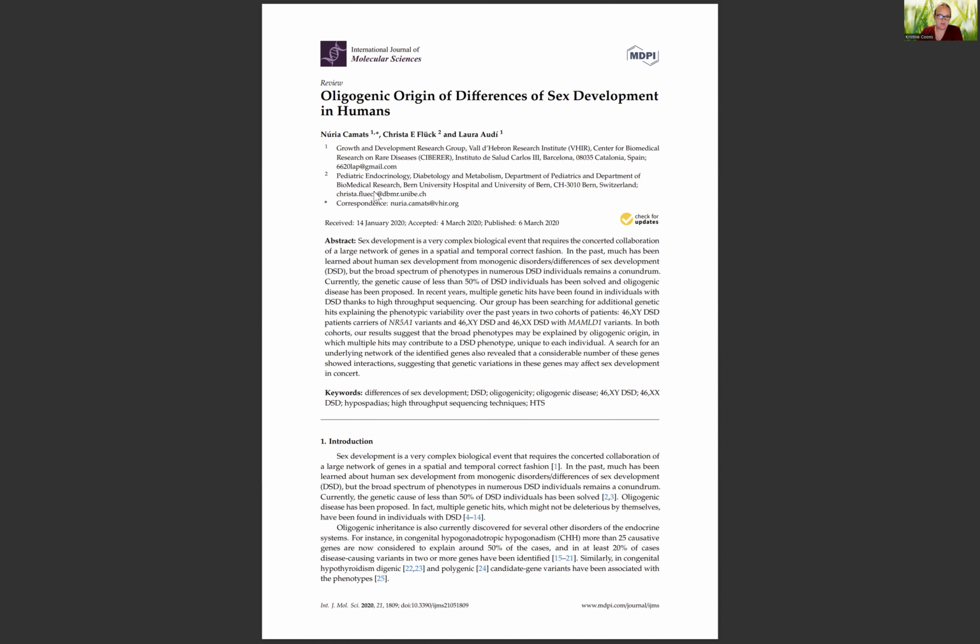With this description, down here at the very beginning with the introduction, I love this very first sentence that they use right down here. It says, sex development is a very complex biological event that requires the concerted collaboration of a large network of genes in a spatial and temporal correct fashion.